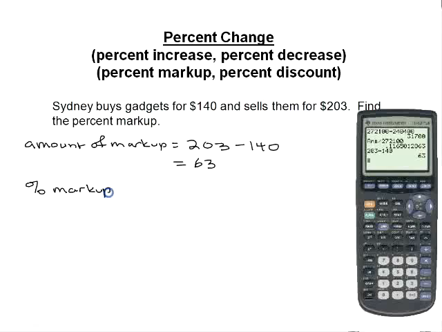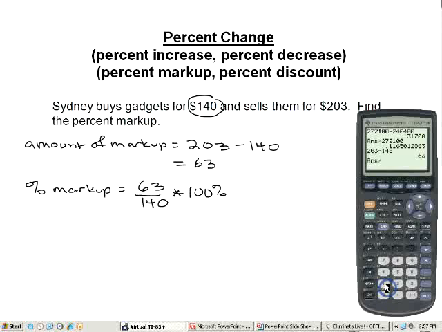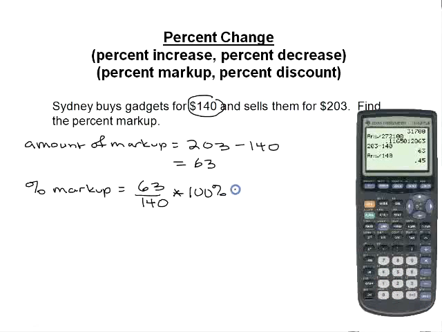So the percent markup is the amount of markup, $63, divided by the original amount, $140. And then again, we'll have to convert that to a percent. So let's see, I want to take the 63, the previous output on my calculator, divide by the original, $140. There's decimal form. If you convert it to a percent, you'll have a 45% markup.